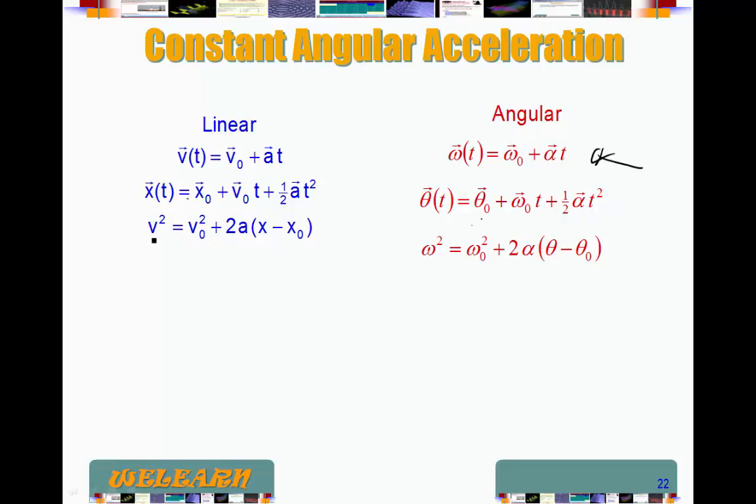Same, for constant acceleration, we have this equation: v squared is equal to v0 squared plus 2a times x minus x0. Same equation. Omega squared is equal to omega 0 squared plus 2 alpha times the rotational displacement.